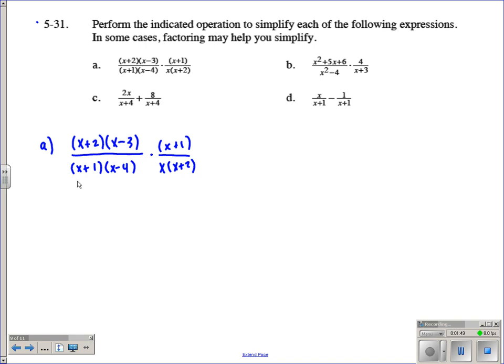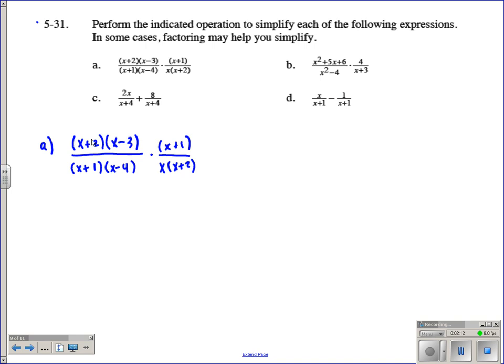Let's look at A. So in A, we're gonna have to simplify this down. We have all multiplication, so we're going to look for common factors on the top and the bottom. Anything that can divide by itself and give us a value of 1, we can simplify or cancel out, even though we try not to use that terminology.